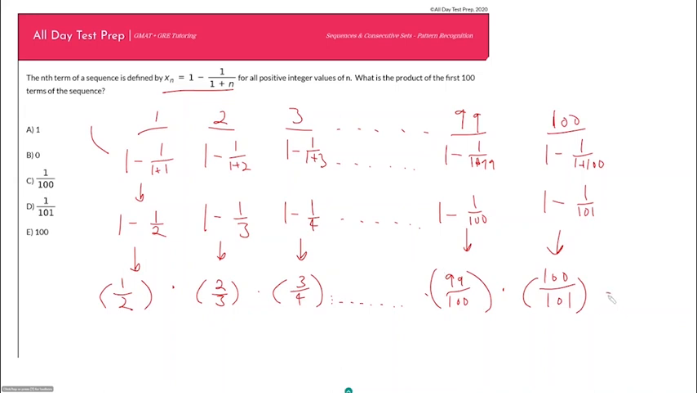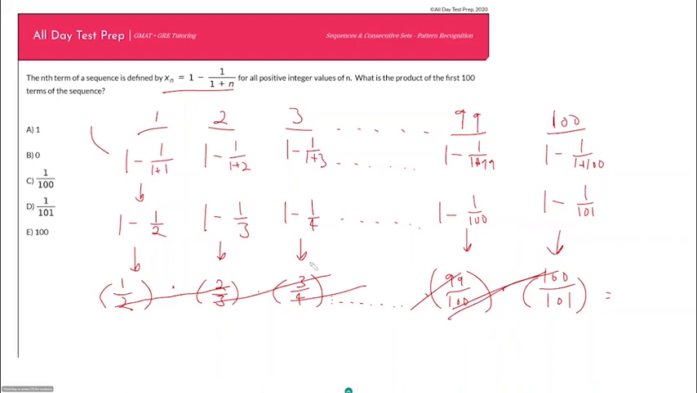So now that I found this pattern, can I use it to solve for this product without actually having to multiply out 100 terms? And I think I can, because it looks like every denominator is going to cancel out with the numerator to the right of it. This 4 should cancel out. This 99 will cancel out with the denominator to the left of it. Then this 100 should cancel out.